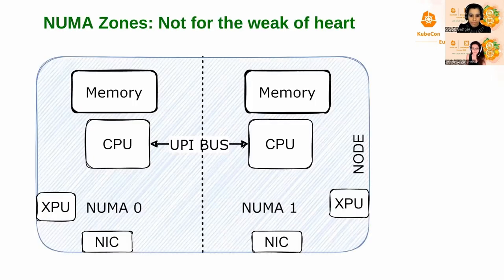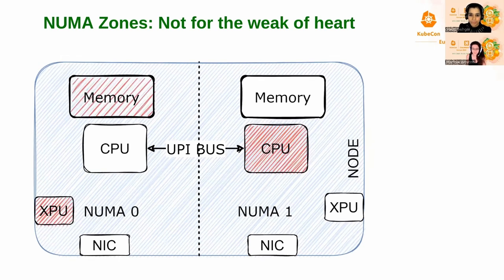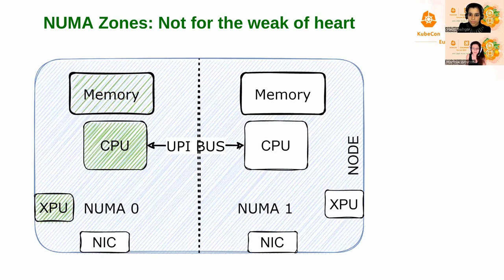So now we'll go into NUMA zones, which are not for the faint of heart. Remember we talked about memory, CPU, XPU, and NIC, and locations. If you have the case where the CPU is in a different location from the memory and the XPU, the UPI bus basically acts as a toll and collects time every time you try to cross that bus. So this is not ideal. Instead you want this particular case, so you're not having to cross the UPI bus toll, and instead your memory, your CPU and your XPU are all located in the same location.